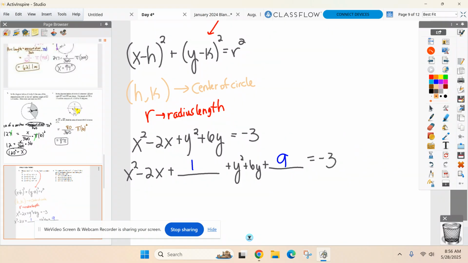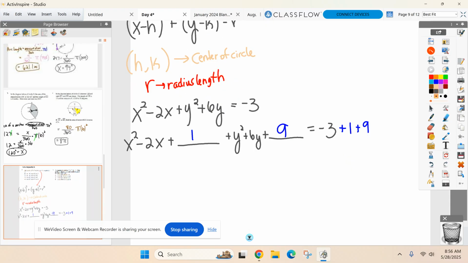Key point right now, don't forget, it's unbalanced. You added 2 c values to the left. You got to add them to the right to keep this balanced. So make sure you add 1 and add 9. Add those c values. And one more step before we make it look like our circle equation. Factor. Or remember the hack. Factor or remember the hack here.